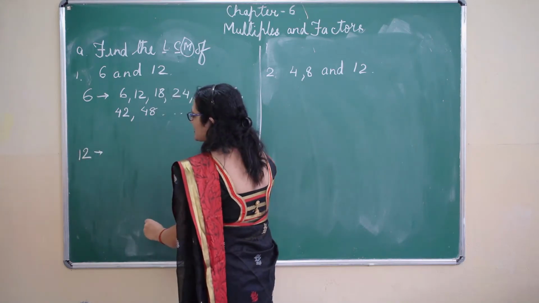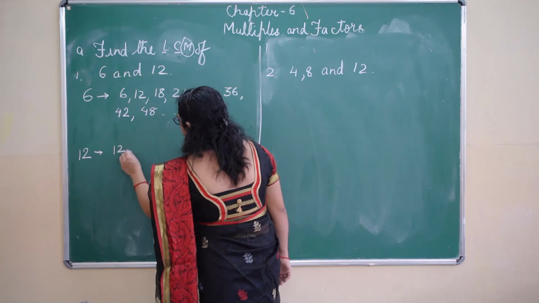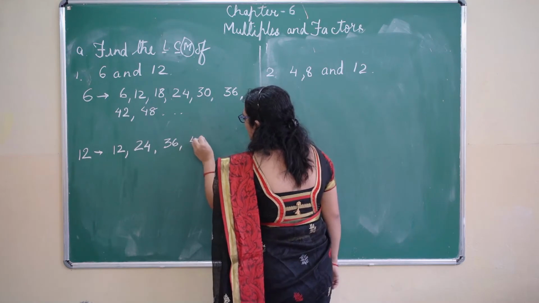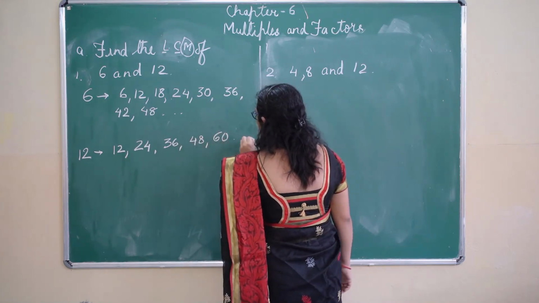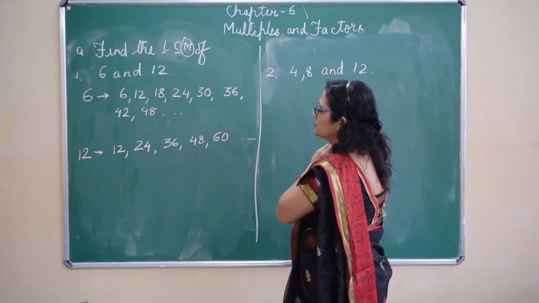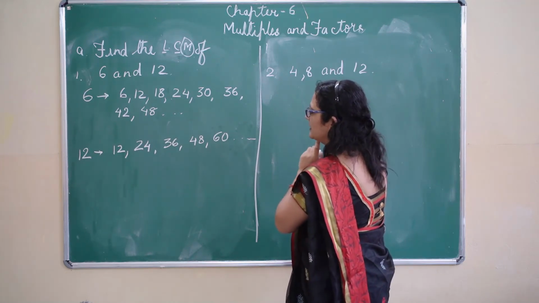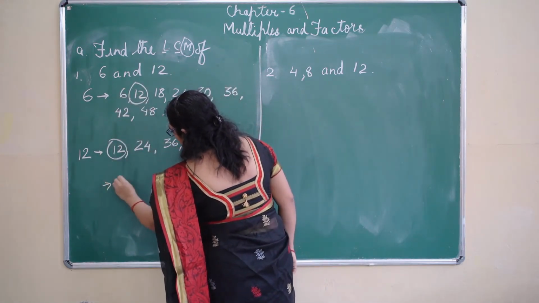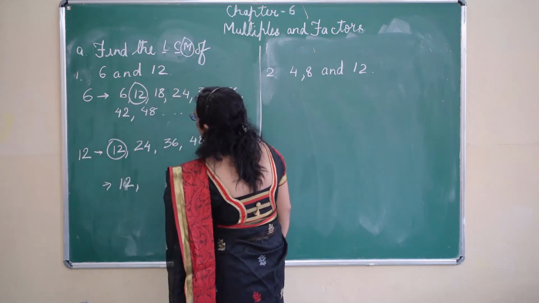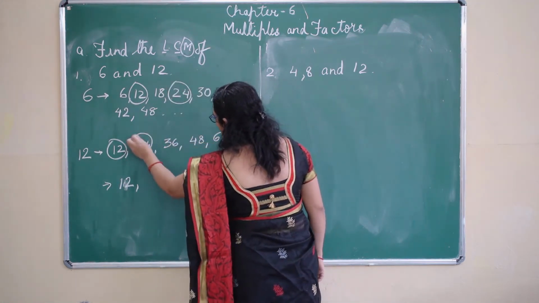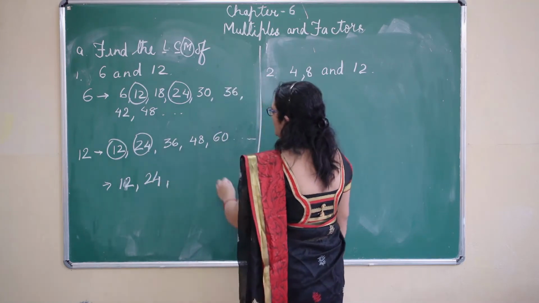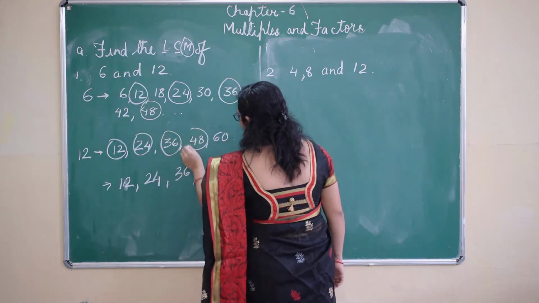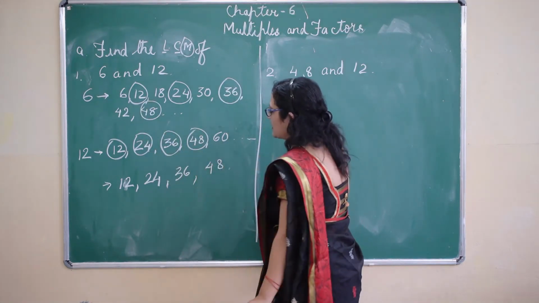In the same way we write the multiples of 12: 12 ones are 12, 12 twos are 24, 12 threes are 36, 12 fours are 48, 12 fives are 60. Now we have to find common multiples. What is common in both? 12. Then what is common? 24. Now what is common? 36. What is common? 48.